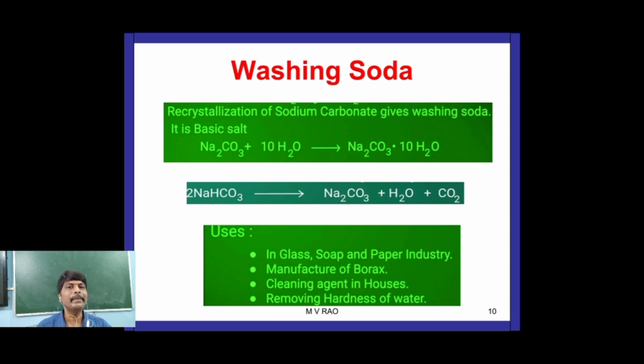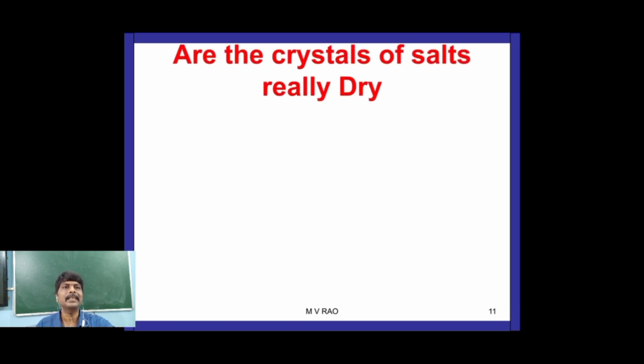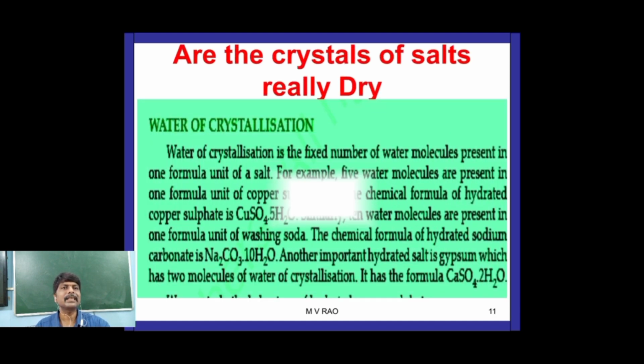What is the chemical responsible for hardness of water? Calcium and magnesium salts. Next one is, are the crystals of salts really dry? There is one activity in our textbook. Crystals means solids. Their formula contains water, but those salts appear only in solid state.